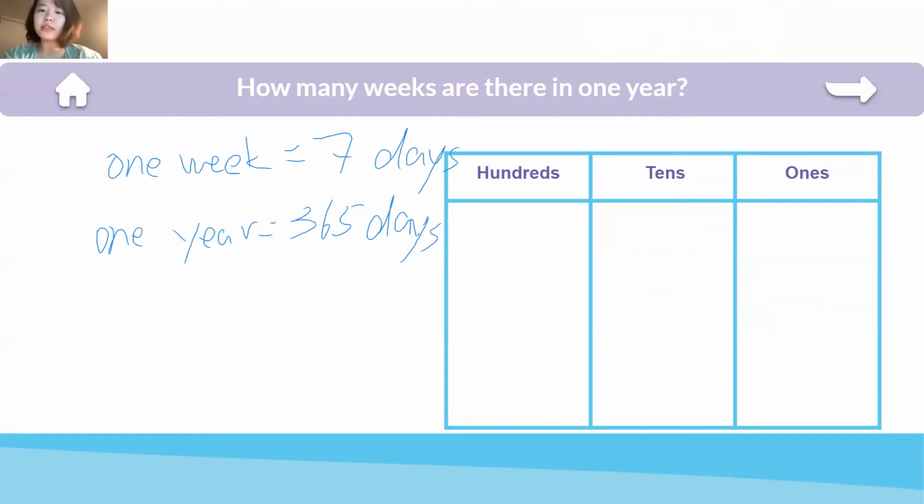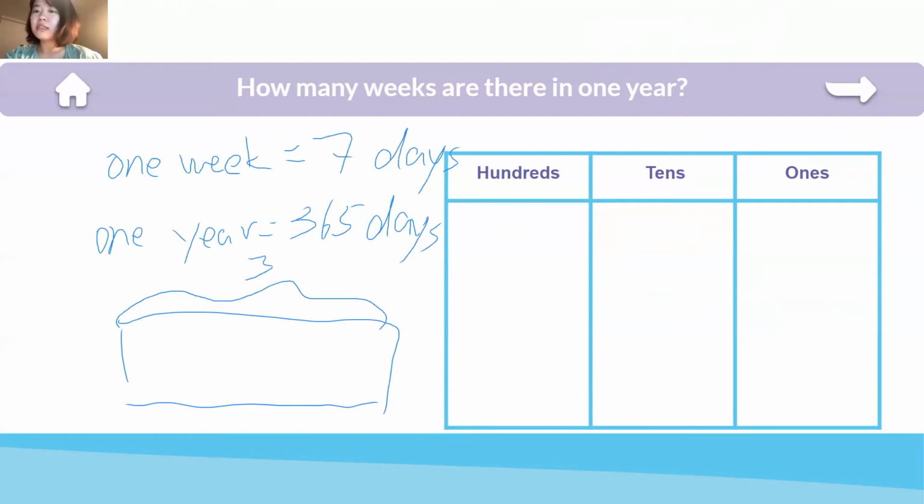Let's draw a bar to represent that so we can see it more clearly. For example, this bar represents 365 days.